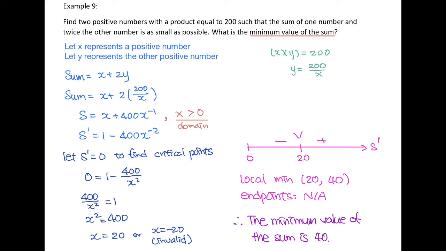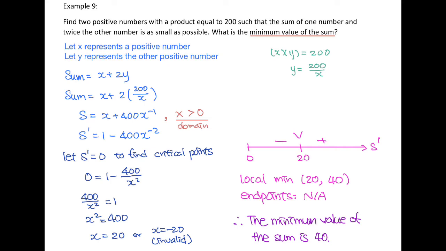So the first thing is to find the equation. Since we are finding the minimum sum, our equation is in terms of the sum: the sum of a number x plus twice the other number 2y. Now, because there are two variables in the domain, I have to replace one of the variables.